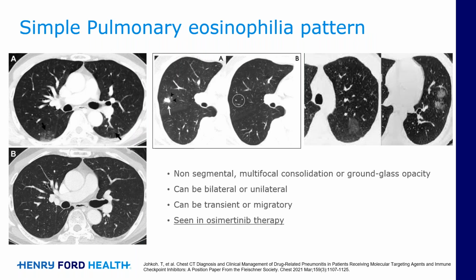Another important pattern, which is probably less common, that has been described, is the simple pulmonary eosinophilia pattern. This is multifocal ground glass or consolidative opacities. It can be unilateral or bilateral. These are typically transient and migratory. And this is commonly seen with the third-generation EGFR TKI, which is osimertinib.